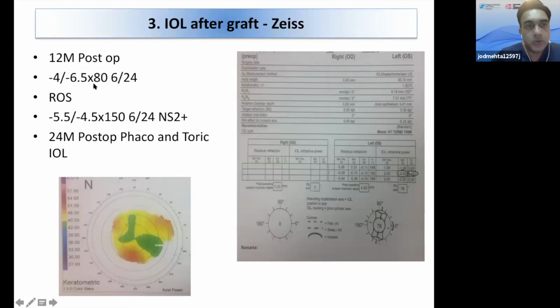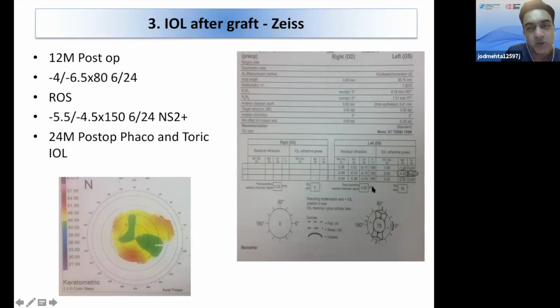So post-op, she was about 12 months post-op. I took out some sutures as well, so she had suture removal. She was getting about 6/24, so not too bad. A bit of a cataract. Eventually, after I removed all the sutures, she was getting about 4.5 diopters of cylinder at 24 months post-op. This is her topography, reasonably regular on this side.